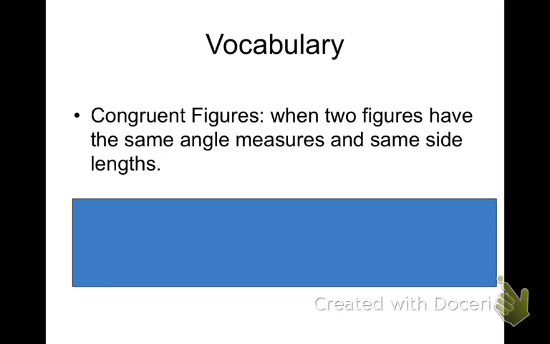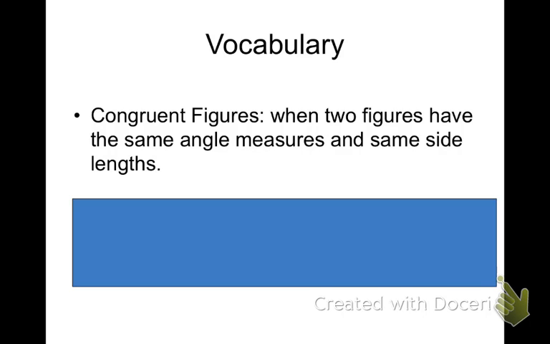So congruent figures are when two figures have the same angle measures and same side lengths. Okay, so for me to have something being congruent, all the angles need to be the same between the two shapes, and all the side lengths need to be the same between the two shapes.